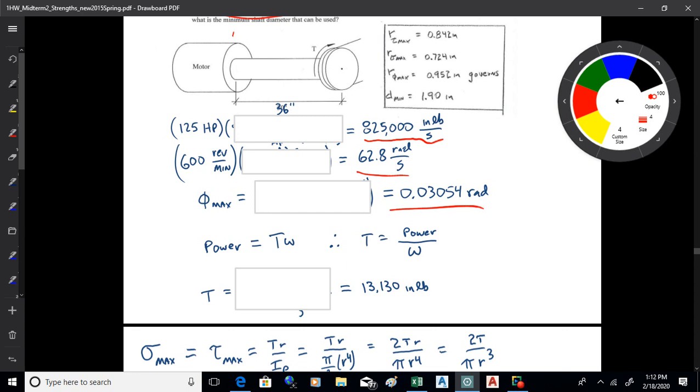All right, now you know that the power is the torsion times omega. You've got omega and you've got the power, so you can solve for the torsion. It's 13,130. Okay. So that's just a little bit of an extra step there to find the torsion. So we doing all right with that? Any questions? Okay. All right.